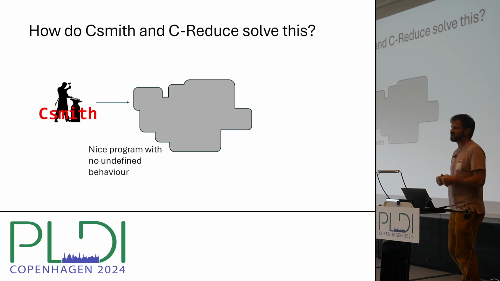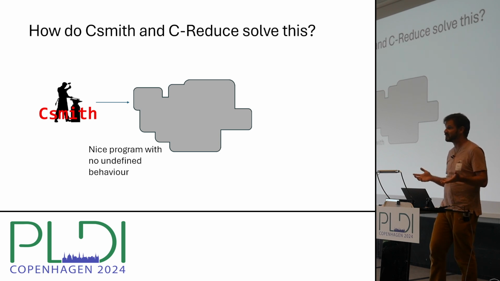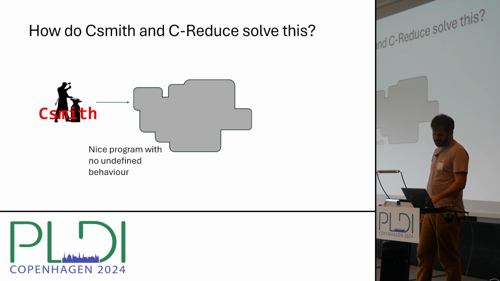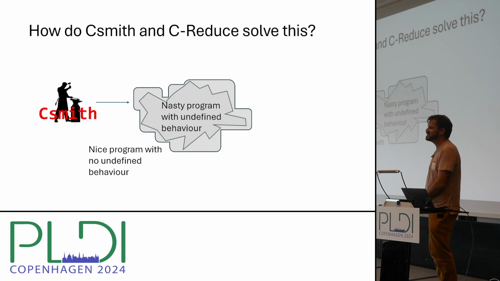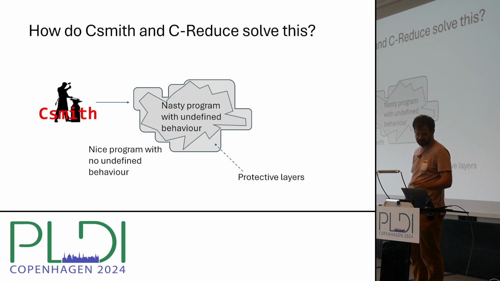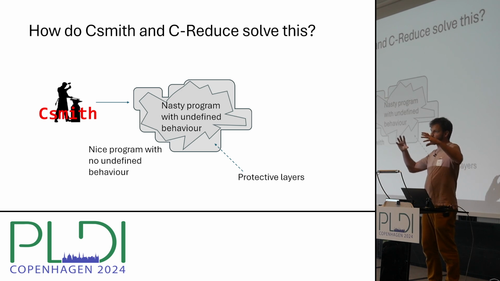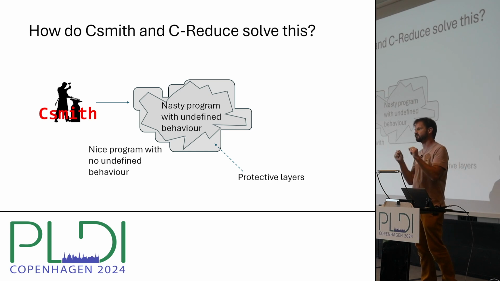Well, what CSmith generates is a nice, well-defined program. That's a guarantee of CSmith, and that's where the cleverness of CSmith lies. But actually, that well-defined program has got a nasty, undefined program lurking inside it. And CSmith uses all sorts of cleverness to provide protective wrappers that stop that nasty, undefined program from actually having undefined behavior. So we get this well-defined program from a nasty, undefined core. By undefined, I mean dynamic, undefined behavior at runtime. I'm not talking about syntactic problems or type-related problems, okay?